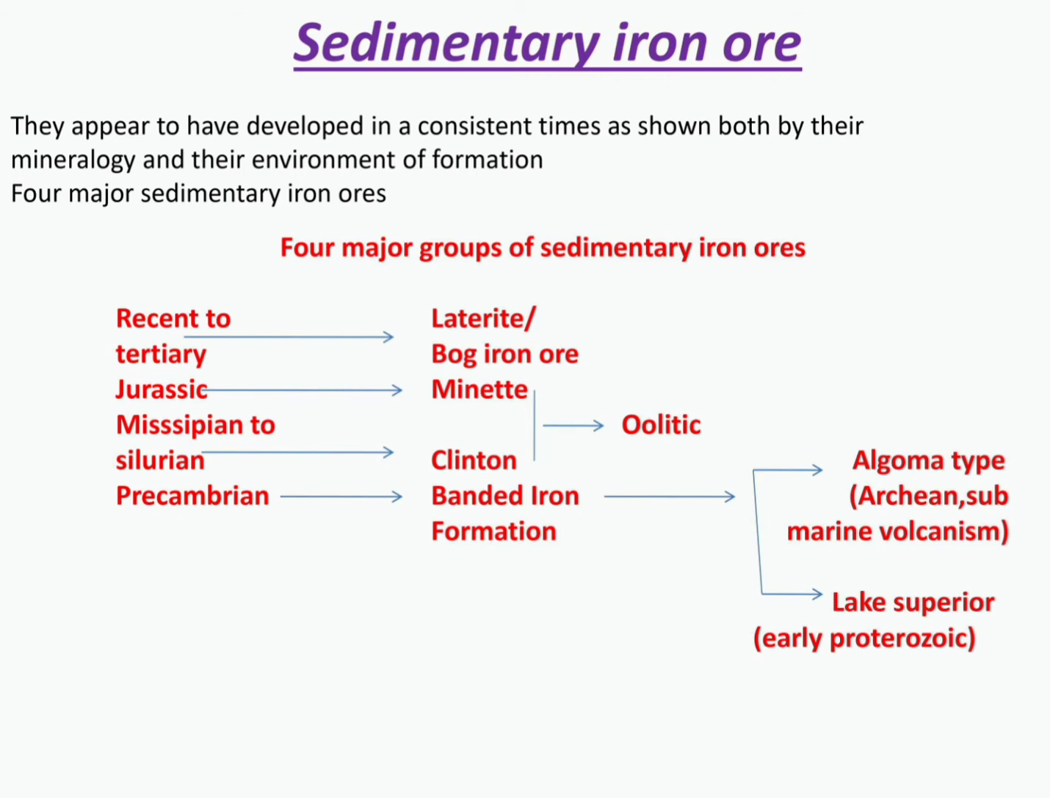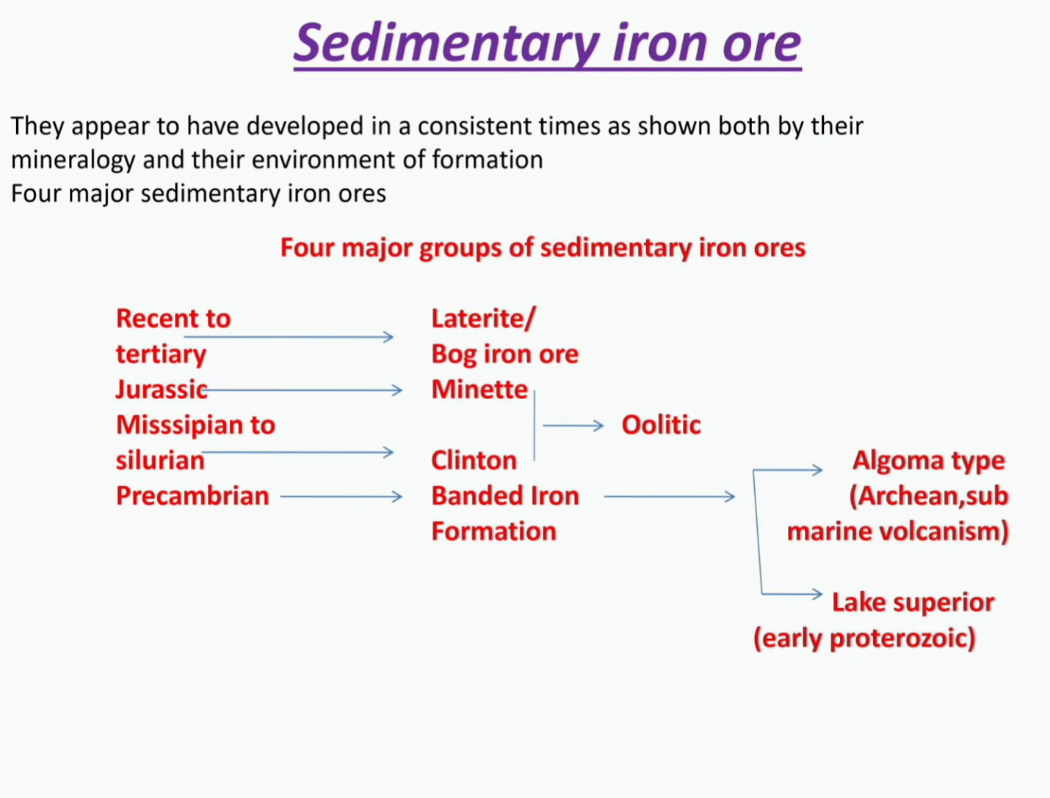So the first one is recent to tertiary, that is laterite, or you can call it bog iron ore. So you need to study from the bottom. Okay, the Precambrian, the very early, in which we will find the banded iron formation. Okay, these irons are banded. Now these banded iron formations are divided into 2 parts: one is the Algoma type and the other is the Lake Superior type.